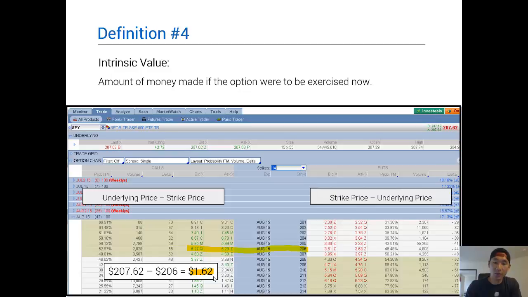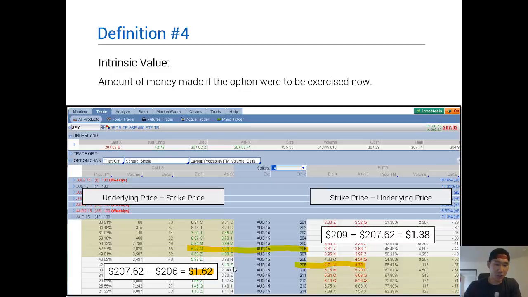On the put side, since you're selling the stock, it would be the strike price minus the underlying price. So for the 209 strike put, it would be 209 minus 207.62, which equals $1.38. But it's also important to note that you can't have a negative intrinsic value. So say, for example, the strike price was higher than the underlying price, like a 209 strike price on a call. There is no intrinsic value in that option.